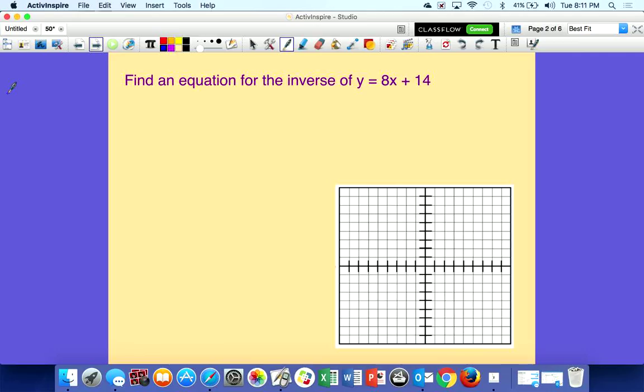Now that also works on graphs, or straight lines, curved lines, whatever it is. This one says find an equation for the inverse of y equals 8x plus 14. Well, what we could do is graph this thing out. We can make each box worth 2. So then we would go up 7, 5, 6, 7, put a point, and then our slope would be 8. Well, I'm going to come down 8 and over 1, and then I'm going to draw that line in there.